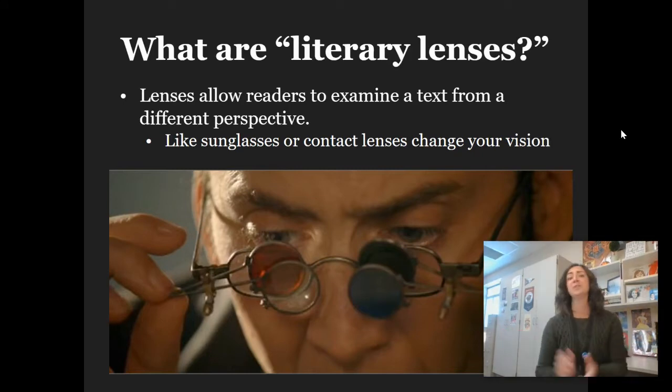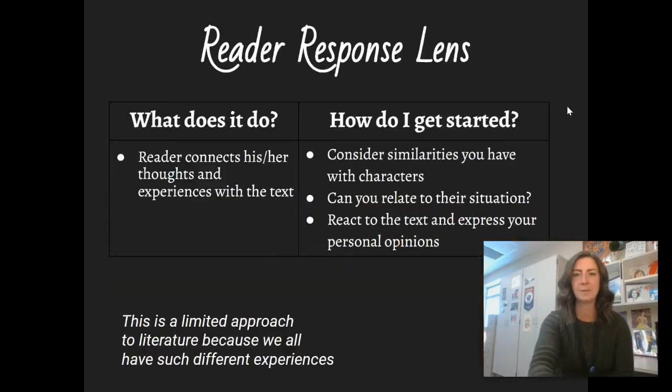So literary lenses will change our viewpoint when we're looking at a piece of literature. There are hundreds of literary lenses out there, and this semester we'll just be focusing on a handful. The first literary lens that I want us to begin with is called the reader response lens. Let's look at the title of this one.